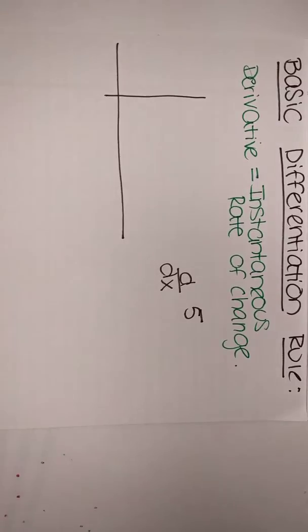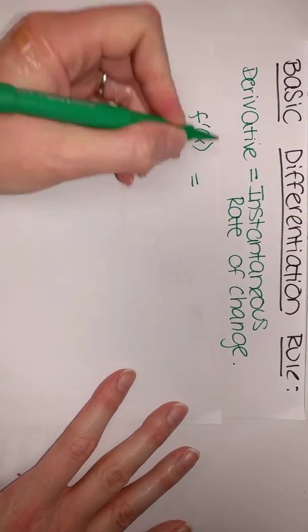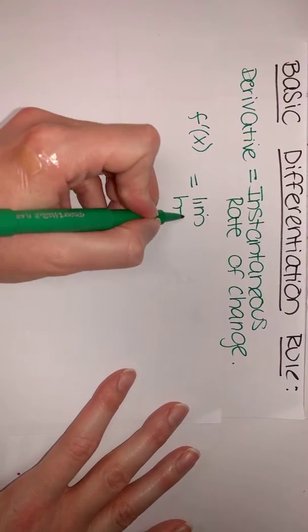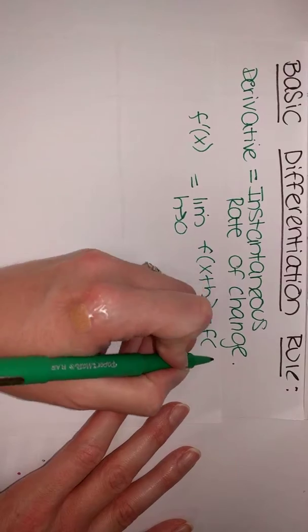All right, so we're going to discuss the first basic differentiation rule, which is the derivative of a constant. So remember that the derivative is equal to the instantaneous rate of change. And we talked about in class how this derivative is defined as f prime of x, and it's equal to the limit as h goes to 0 of f of x plus h minus f of x over h.